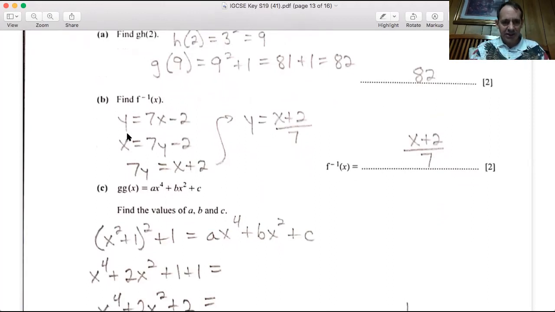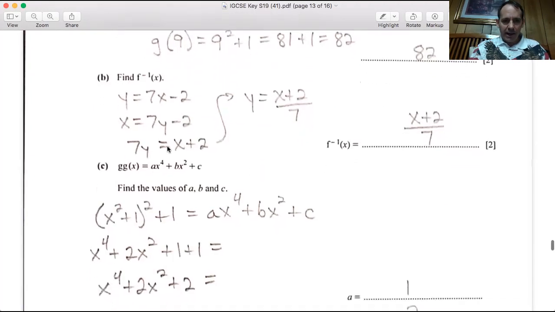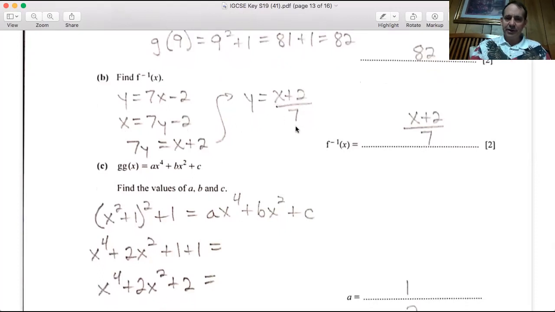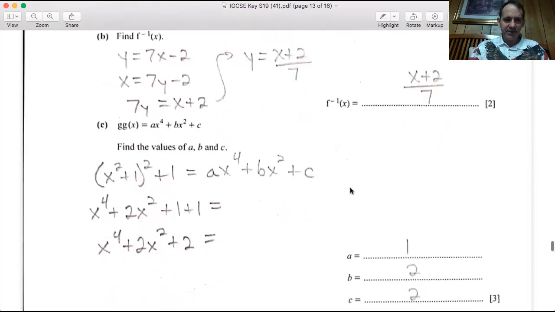So here I switched the x and y. So the x moves over here, the y moves over here. And now solve for y. So add the 2 over here, get x plus 2, divide by the 7, you get x plus 2 divided by 7. Now just take your y and change it back into our function notation, designating it as the inverse function of f, x plus 2 over 7.